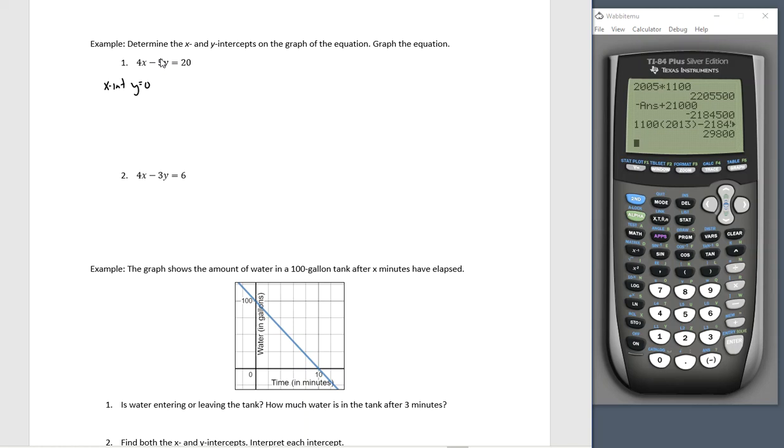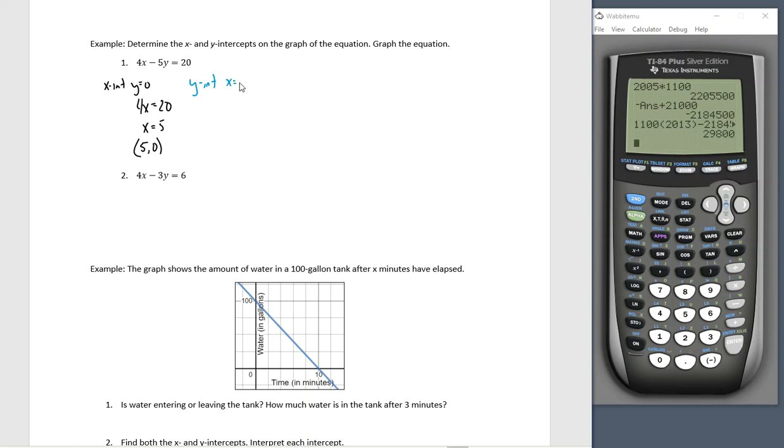If y is 0, notice my cursor, my arrow, is covering up the y because the 5 times 0 will be 0. It'll go away. And so we're left with 4x equals 20. Divide by 4, I get x equals 5. And this tells me specifically x is 5 when y is 0. I found the x-intercept.